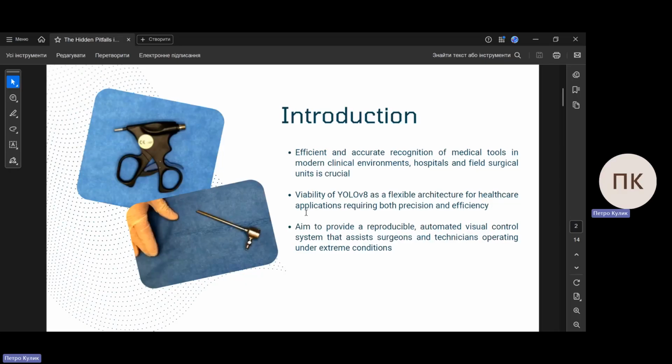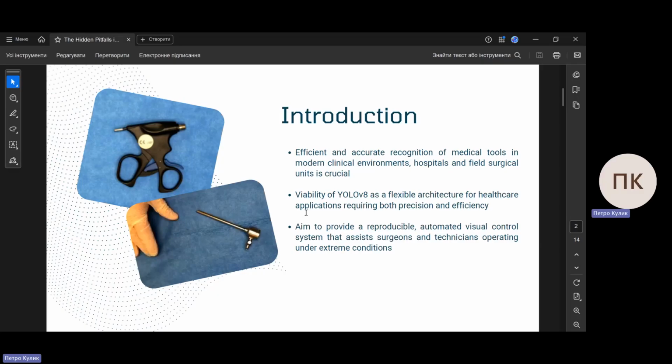So, efficient and accurate recognition of medical tools is essential in clinical environments, particularly for supporting surgical workflows, inventory management, and automated documentation. In the context of the ongoing aggressive war against Ukraine, the needs of the national healthcare system have intensified dramatically. Hospitals and field surgical units face serious shortages of qualified personnel and equipment, while the volume and urgency of surgical operations continue to rise. Given the limited availability of specialized tools, especially in high-demand environments, the need for rapid automated quality control is paramount.